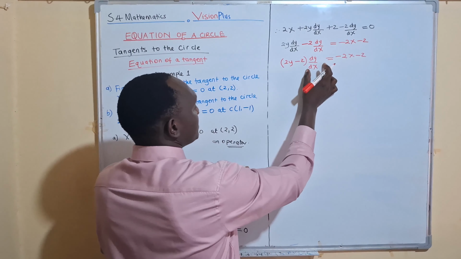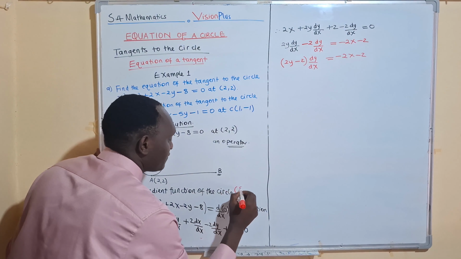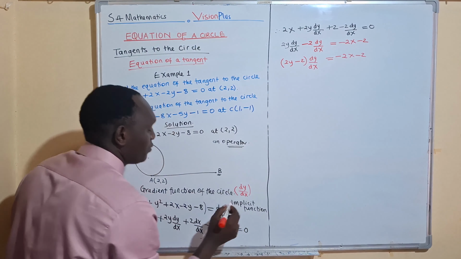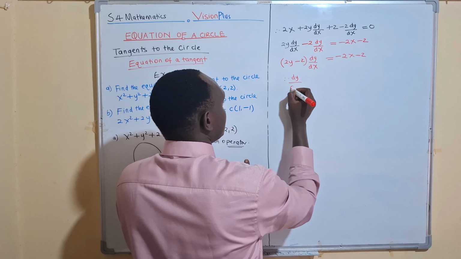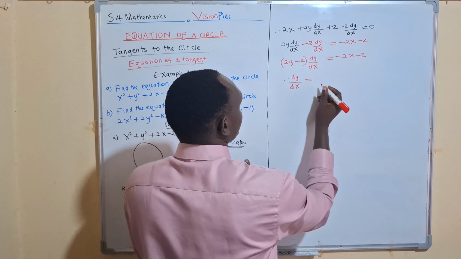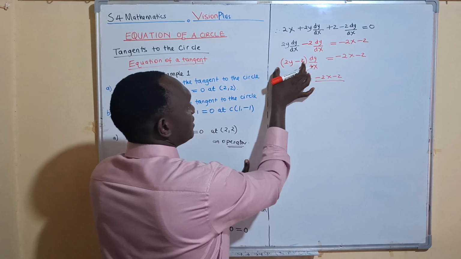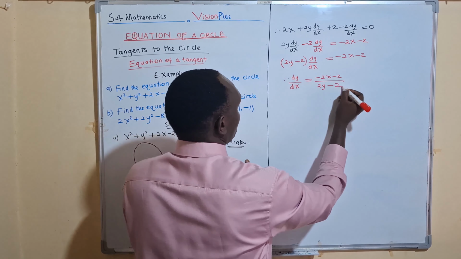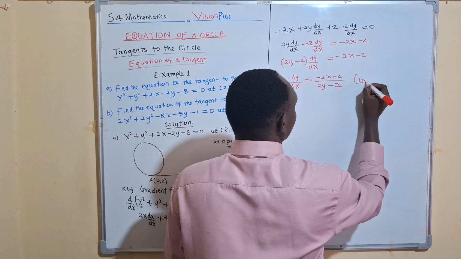Now let us make dy/dx the subject. Why? Because dy/dx is what we are calling the gradient function of the circle. So when we are looking for the gradient function of the circle, we are looking for dy/dx. That means in this case, dy/dx becomes equal to negative 2x minus 2 over 2y minus 2. Okay, so this is the gradient function of the circle.